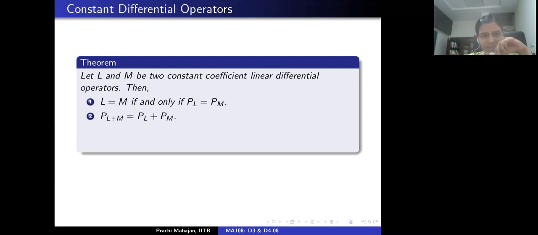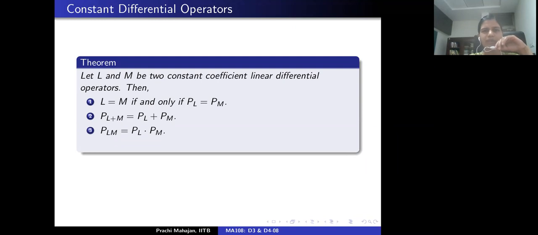And what is the second one? The second one is saying the following. You look at the linear differential operator L plus M and look at the associated characteristic polynomial, that is P subscript L plus M. That polynomial is going to be the same as the sum of the characteristic polynomial associated to the operator L and the characteristic polynomial associated to the operator M. So this is statement 2.